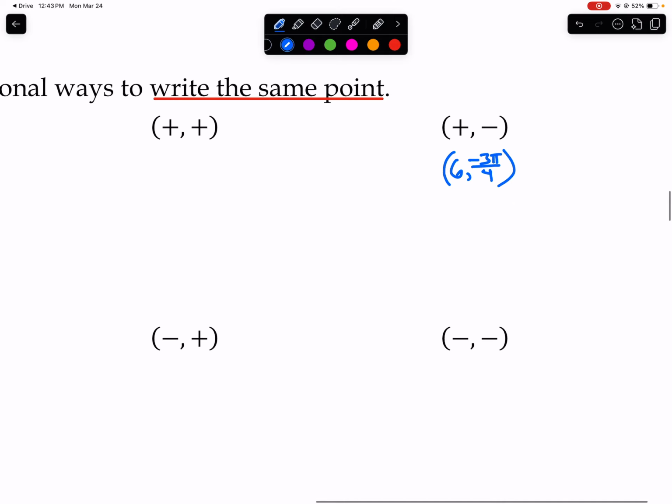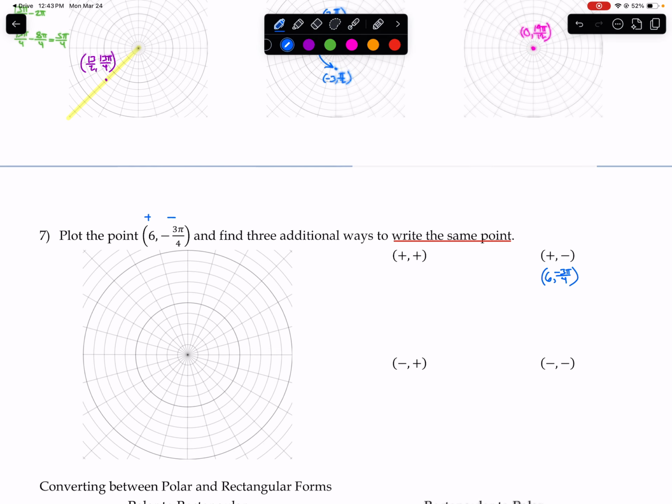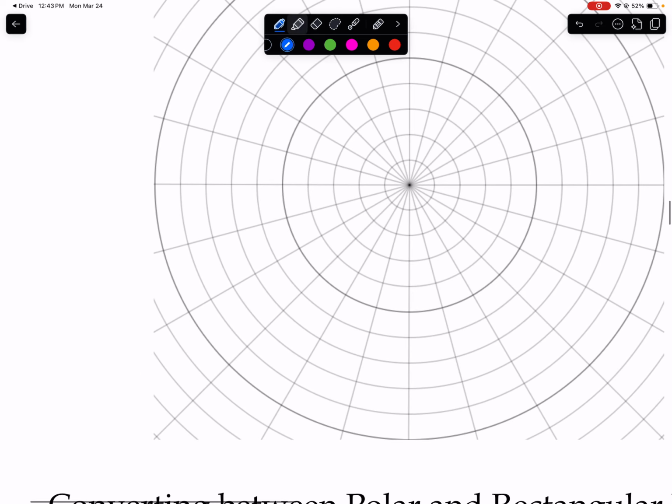Now, this is what your questions on assessments potentially will look like, as in we'll give you one of the 4, and you have to find the other 3. So when I start plotting, negative 3 pi over 4 is also going to be the same as 5 pi over 4 in terms of finding a coterminal. So that means I need to be over on this line.